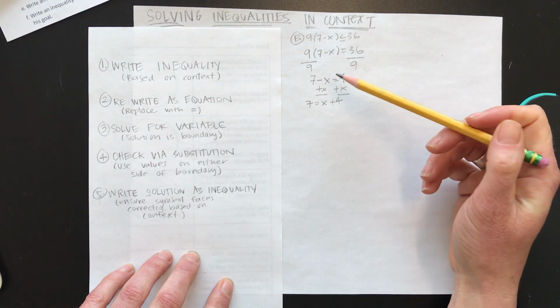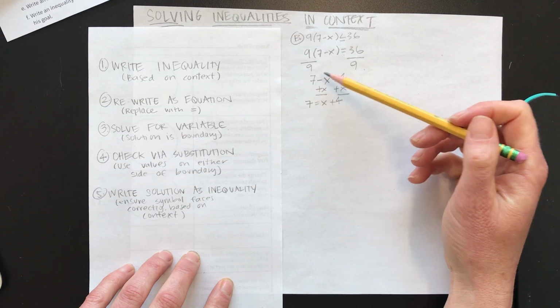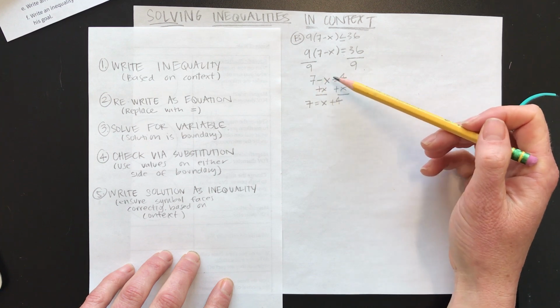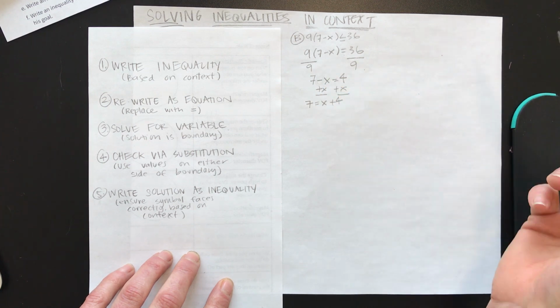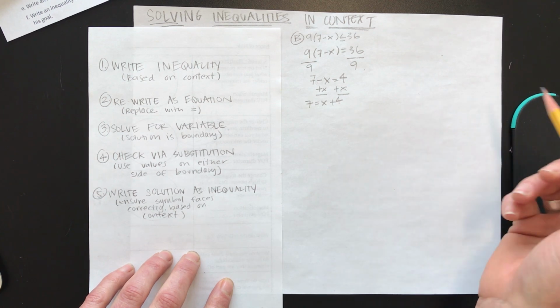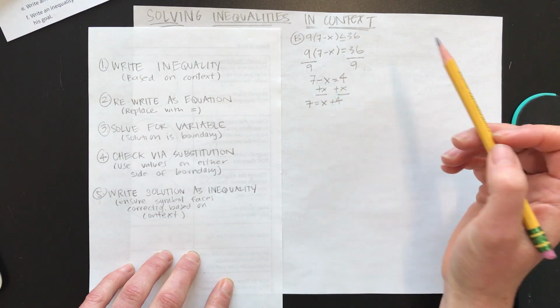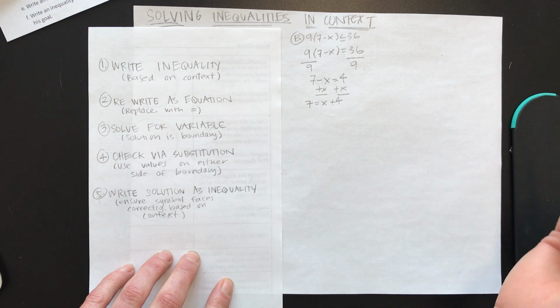The reason I did that was that if I dealt with the 7 first, I would have had this negative in front of this x, and I would have had to divide everything by negative, and I just generally don't like doing that because I tend to make mistakes. So if I can add or subtract versus multiply or divide, I typically do that.